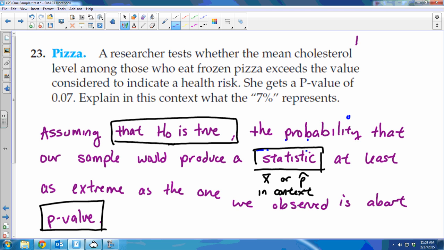Because really, our null hypothesis for this question would be that the mean population cholesterol level was equal to whatever that health risk number is, right? And then they're searching to see if it exceeds that value. So our alternative would be that it's greater than that number. We don't know that number. So I'm going to make up a number so the sentence might make a little more sense, but it doesn't, and I'm sorry. Okay?